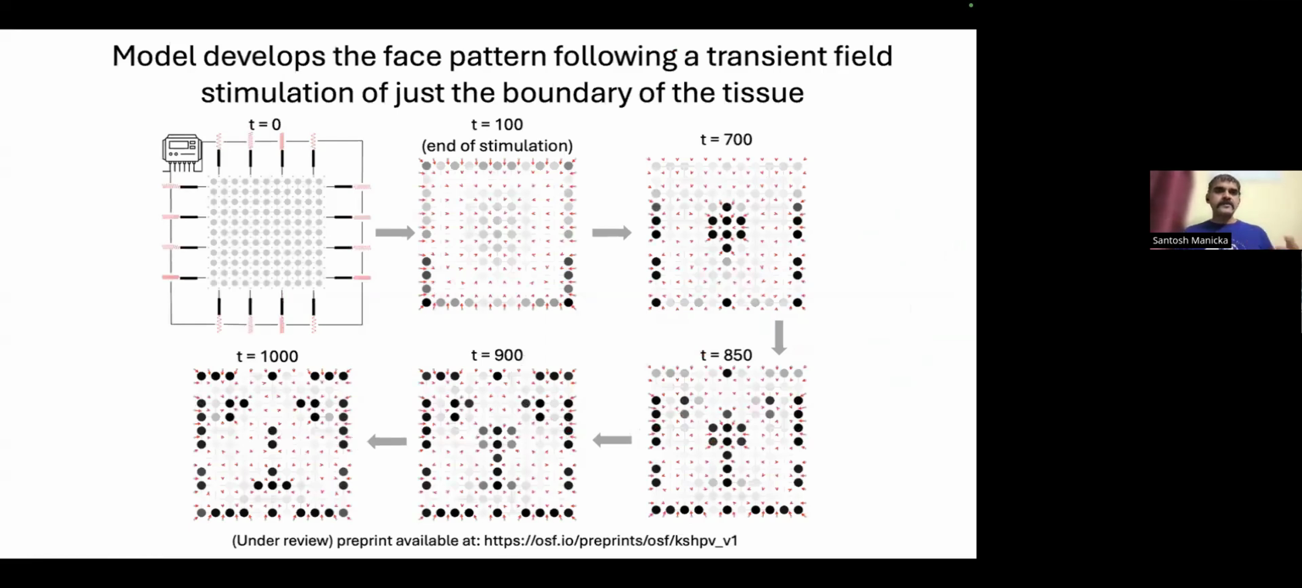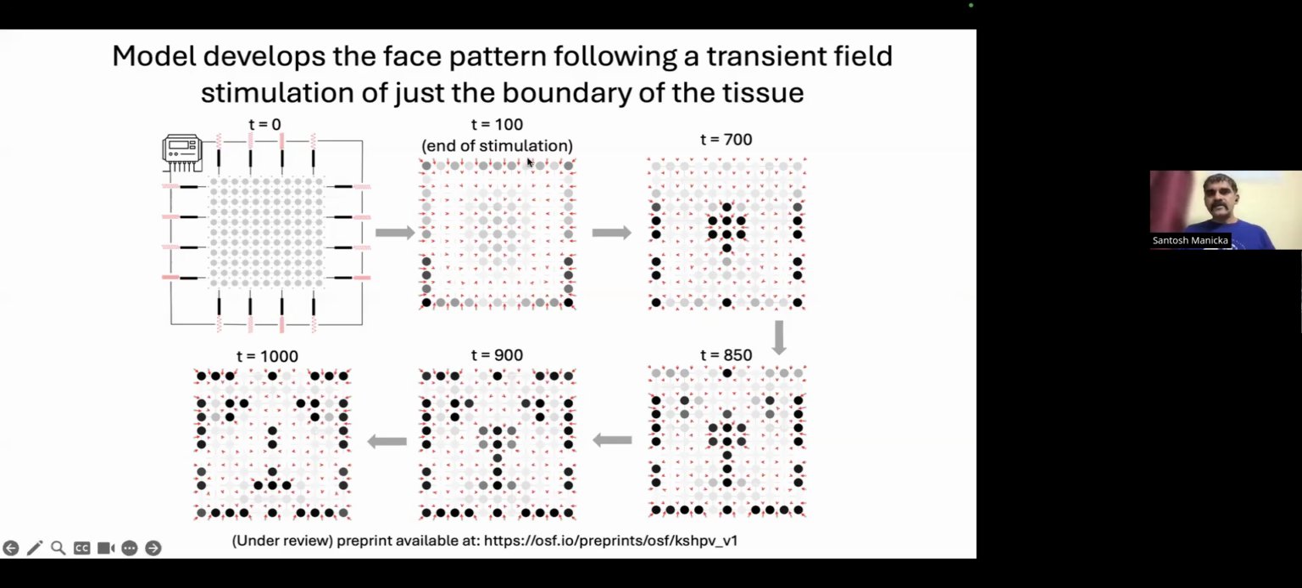And what we did with this model was train the model, or optimize its parameters, in such a way that when we stimulate the electric field that surrounds the boundary of the tissue, through just transient stimulation we can get the tissue to develop complex patterns that look like a face, for example. We optimized the system to do just that. So we identified a set of stimulation parameters using machine learning, and we applied that stimulation for 10% of the simulation, just for 100 steps. And then we just let it go. So we removed all the stimulation.